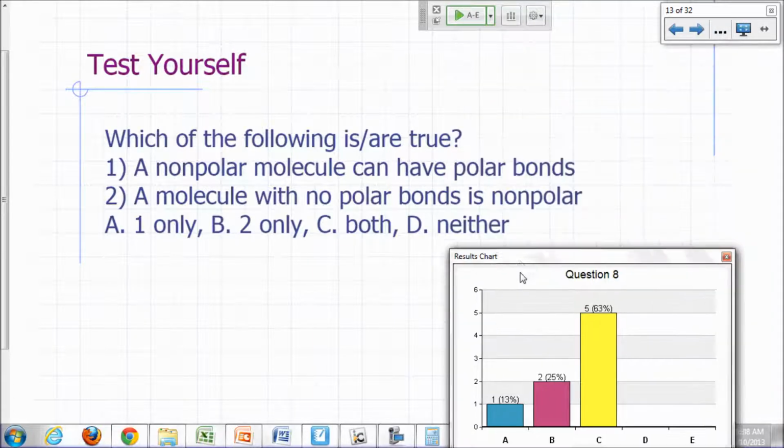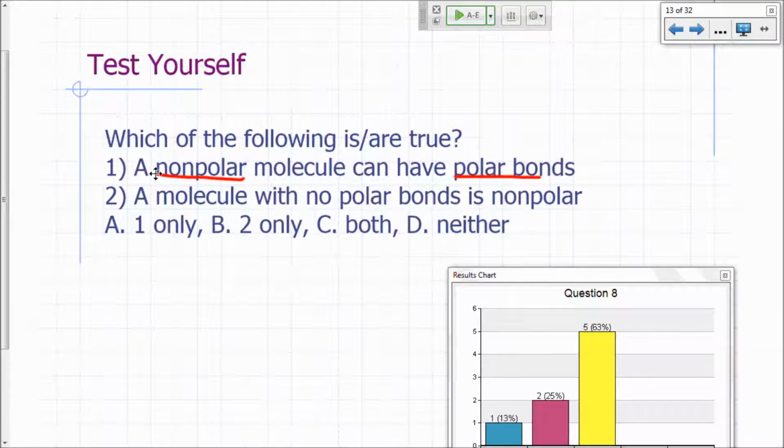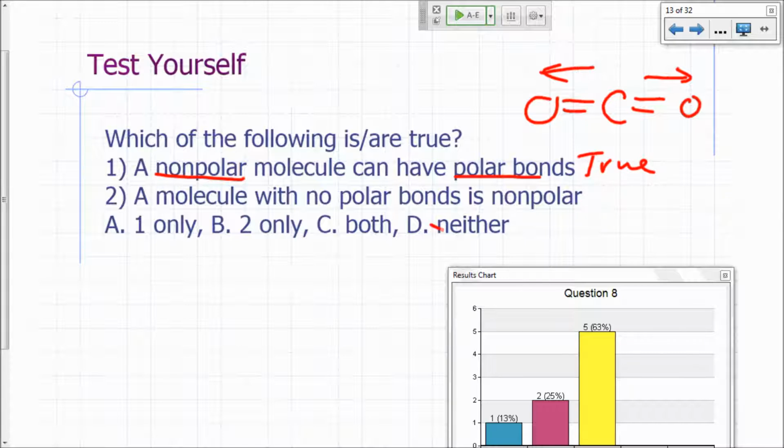Okay, let's see. A non-polar molecule can have polar bonds. Is that true? Yes. What's the example we have? Carbon dioxide, right? It had polar bonds, but it is nonpolar, so that's true. Okay, so it can't be D. A molecule with no polar bonds is nonpolar. It has to have at least one polar bond, right? So this is also true. So C is correct. Good.